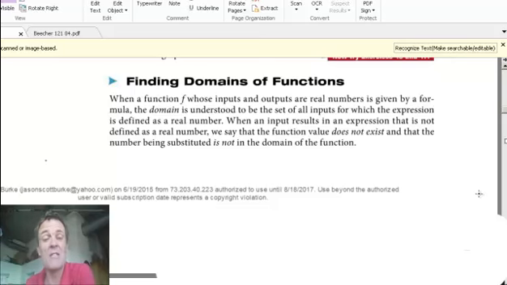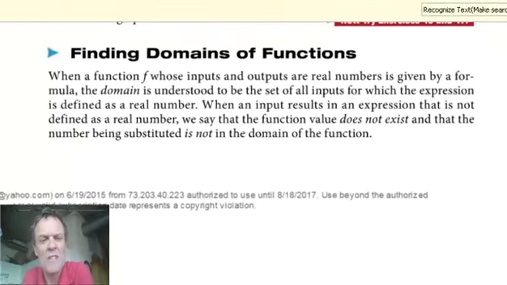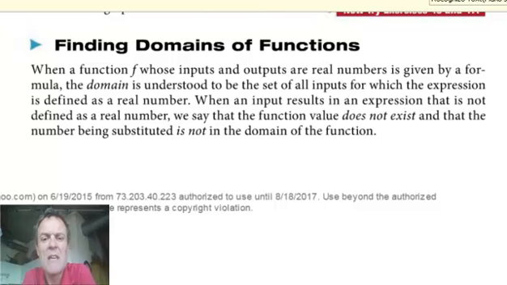Right, finding domains of functions. Okay, so I'm just going to read this. When a function f whose inputs and outputs are real numbers is given by a formula, like an equation, the domain is understood to be the set of all inputs for which the expression is defined as a real number. Now, we'll come back to that.